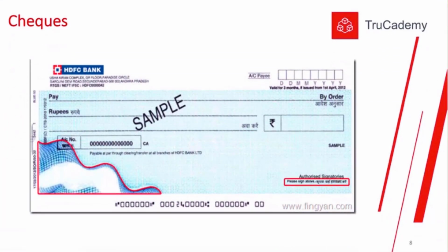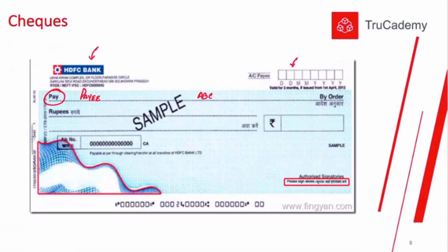After this, how does a check basically look like? Now see here on the top, there's the name of the bank. Here you need to write the date. Here, pay. Pay basically means payee. Here you need to write the name of the person to whom you want to make payment.